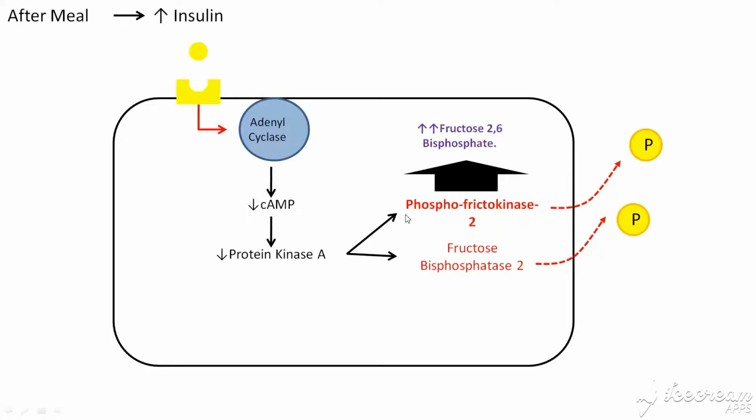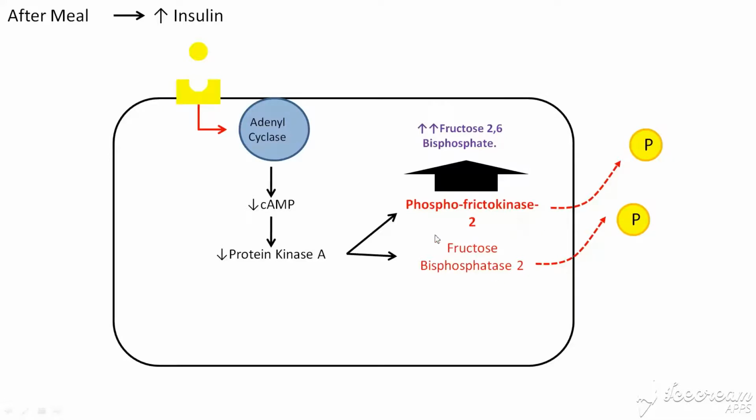So it's going to lead to the dephosphorylation of phosphofructokinase 2 and fructose bisphosphatase 2. Now, the dephosphorylation of these two enzymes has a different effect on them. So the dephosphorylation of phosphofructokinase 2 is actually going to lead to an increase in its activity, and the dephosphorylation of fructose bisphosphatase 2 is actually going to lead to a decrease in activity.